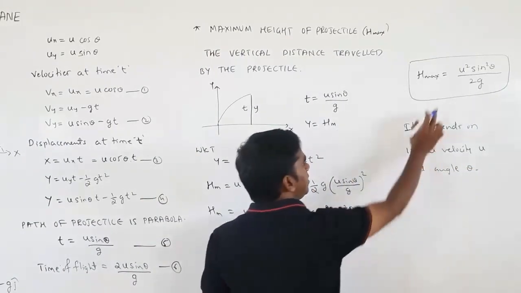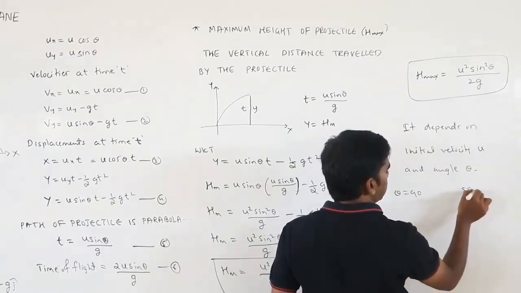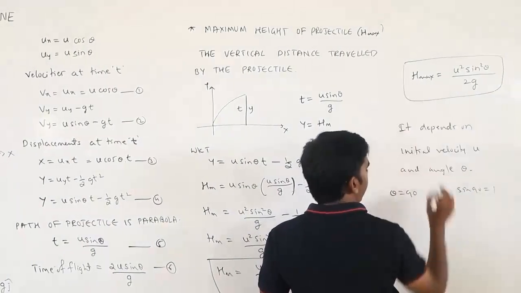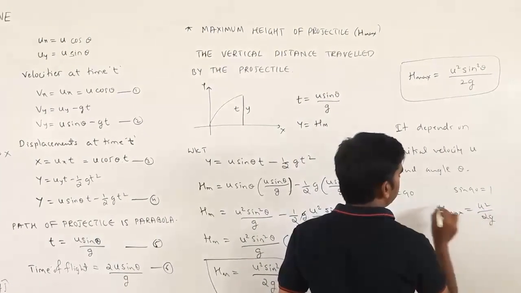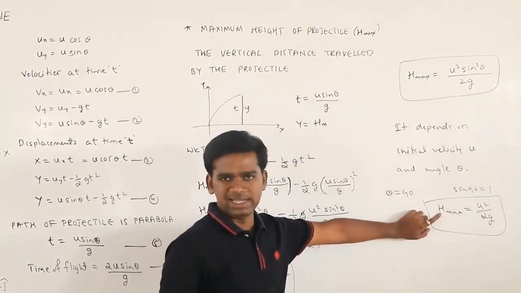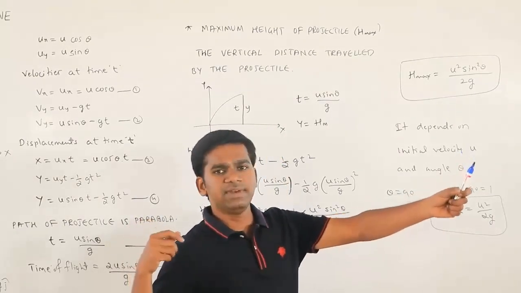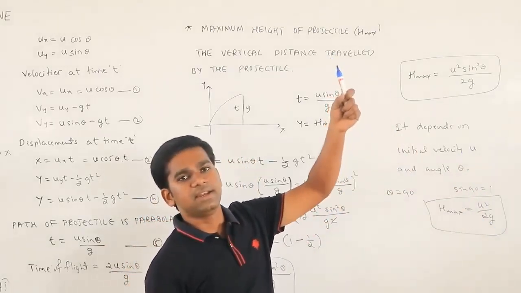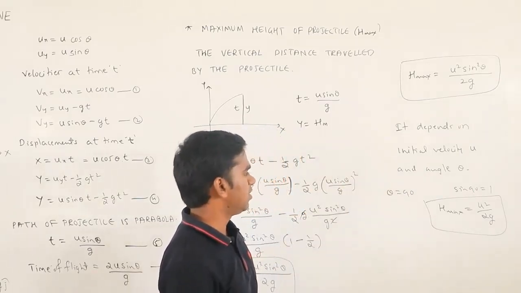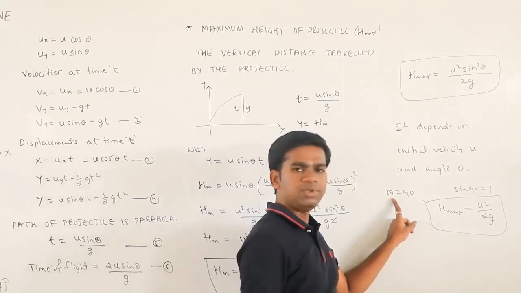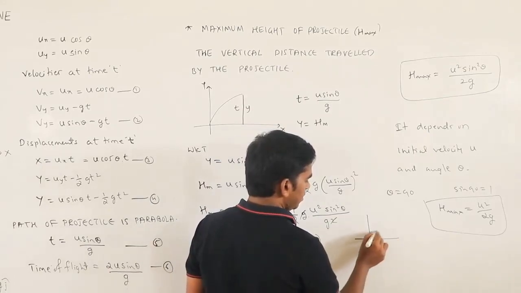Okay, if theta equals 90 degree, what will happen? Sin 90 is equal to 1. So h maximum will become u square divided by 2g. So this is the maximum height you can reach. That means if you want to reach the maximum height, you should not throw at some 45 degree or some 30 degree. You have to throw at 90 degree with the horizontal. Okay, so this angle is 90 degree with horizontal, not vertical. With vertical it means 0.